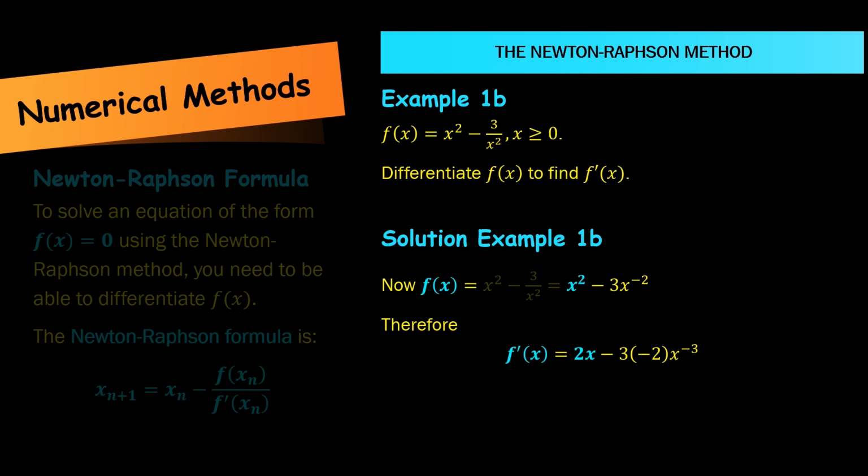Here we've differentiated x squared, minus 3 times minus 2 times x to the minus 3. And here, of course, we've differentiated minus 3x to the minus 2. If we tidy up, we obtain that f dash of x is equal to 2x plus 6x to the power minus 3.